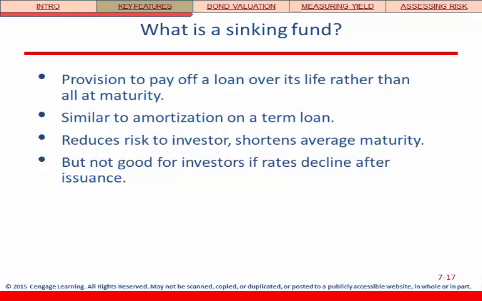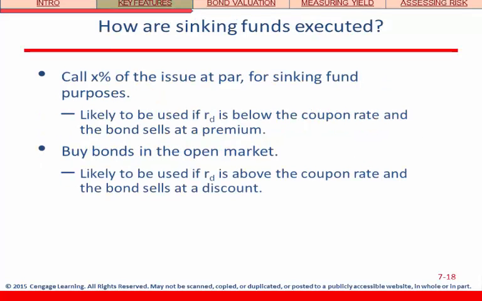Okay. Now, with all that being said, remember, bonds that have a sinking fund are usually regarded as safer, and that's really the point that I want you to take away. Now let's take a look at how sinking funds would be executed. As I mentioned before, you can call in for redemption a certain amount, right? So if you look here, call X percentage of the issue at par for sinking fund purposes, and you might use this if R is below the coupon rate and the bond sells at a premium, okay?